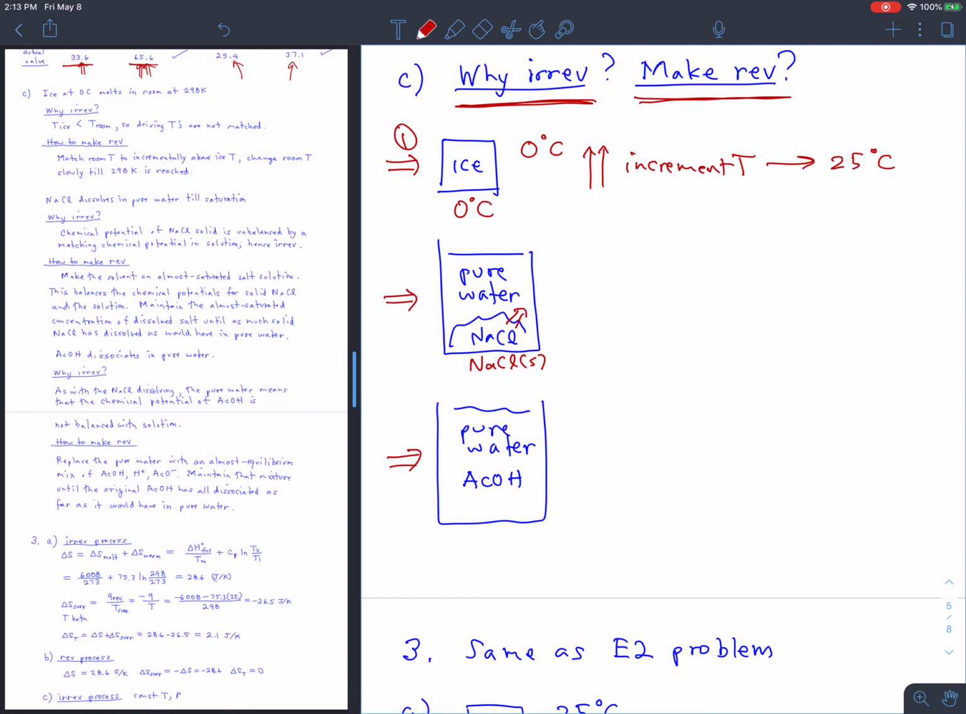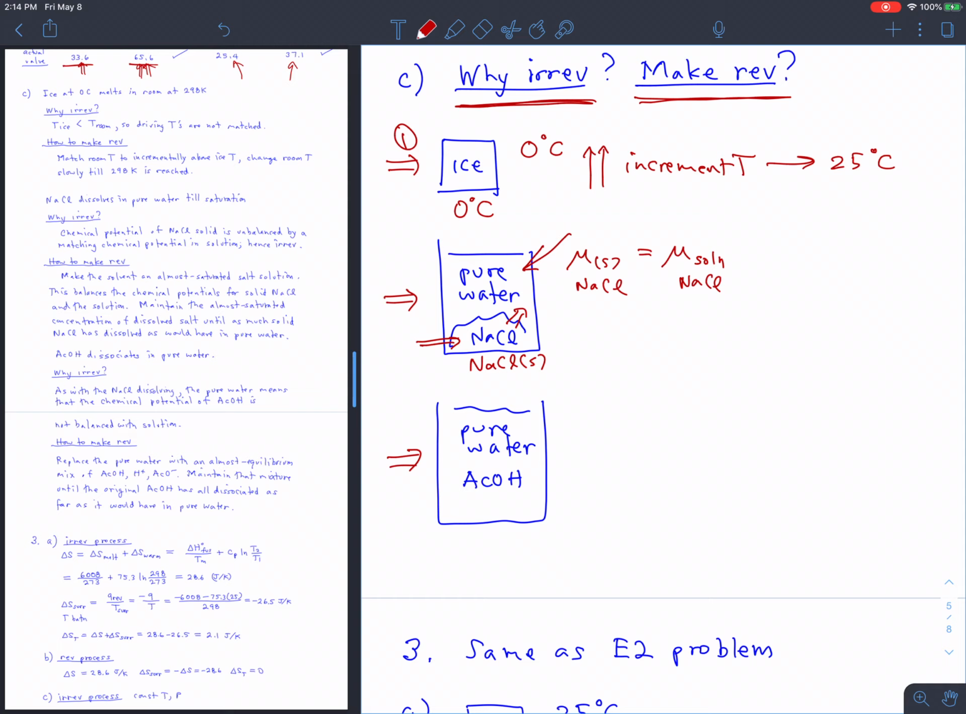That you're at equilibrium, or very near equilibrium. The chemical potentials in all regions have to be equal. In other words, the chemical potential of the salt in the solid phase has to equal the chemical potential in the solution phase. And if I've got pure water here, then obviously the salt in that pure water is not balanced. The chemical potential of that salt is not balanced with the chemical potential in the solid.